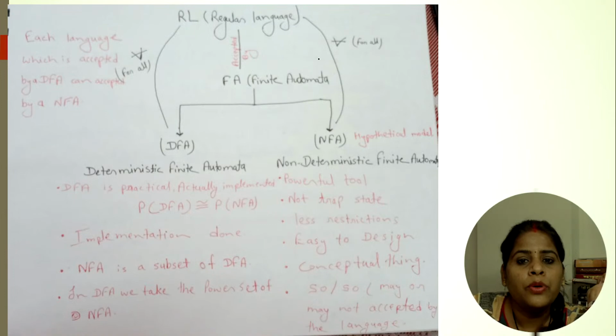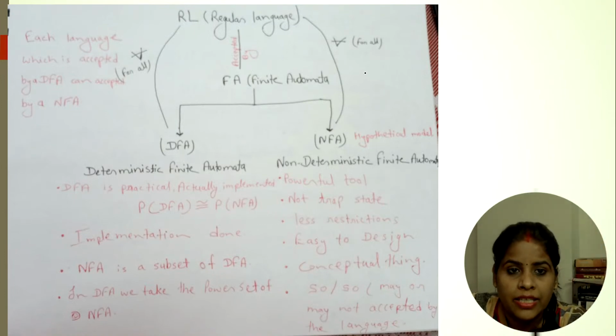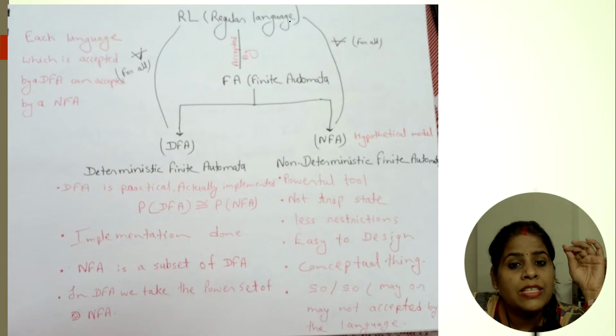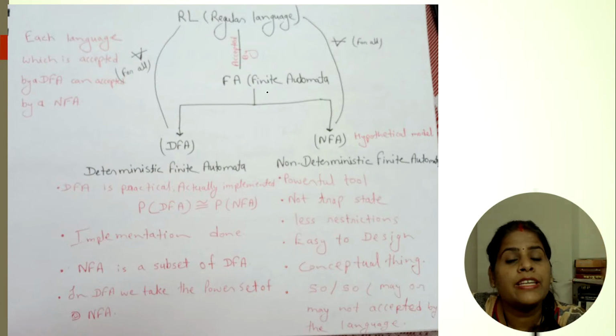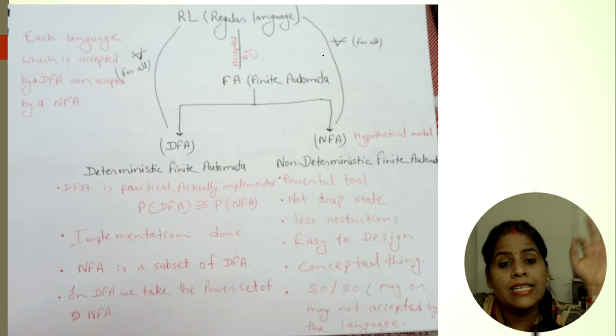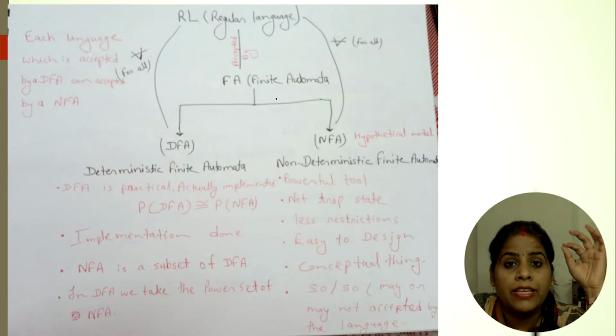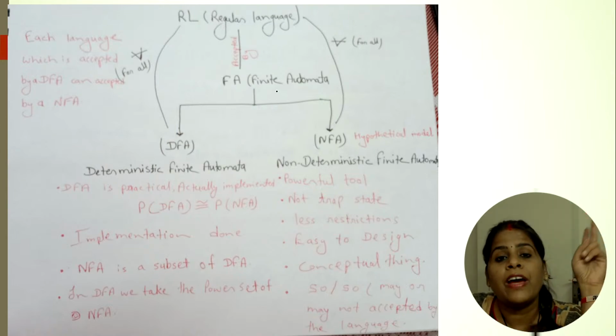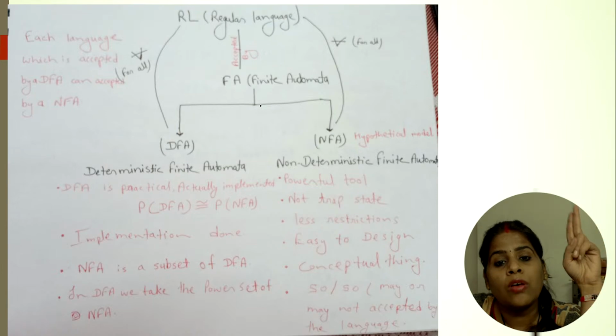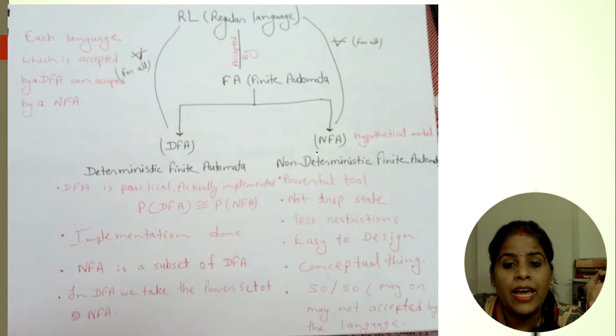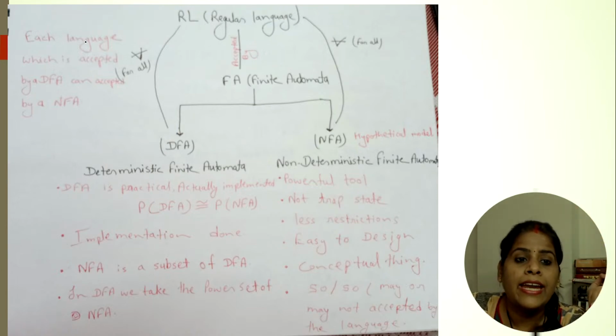Now come to the another thing, regular languages. Regular languages are accepted by finite automata. Okay, earlier we have discussed that regular languages are accepted by finite automata, and finite automata is of two types, DFA and NFA, and each language which is accepted by DFA can be accepted by NFA.